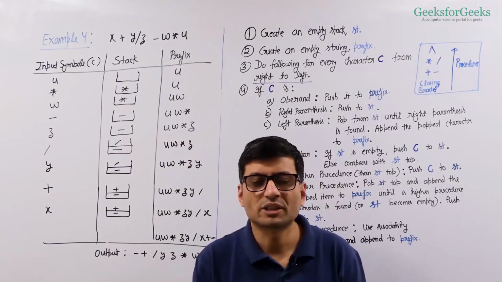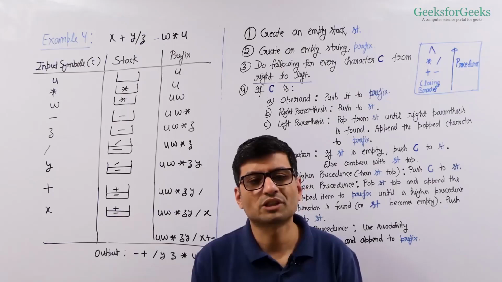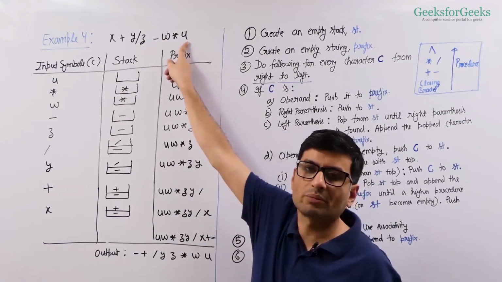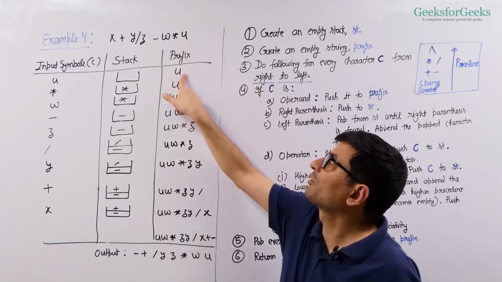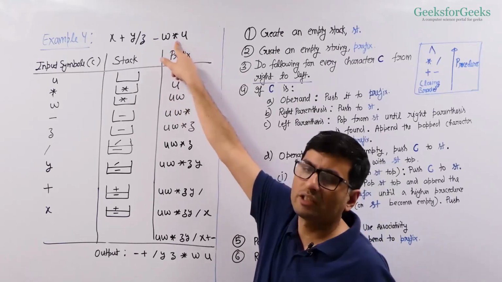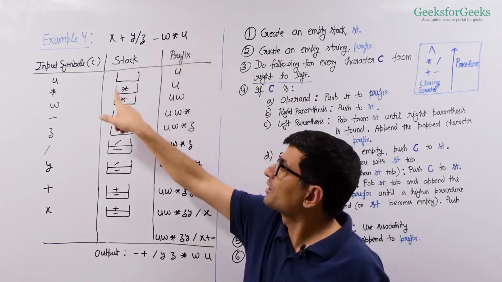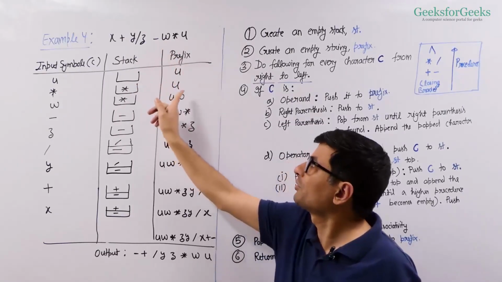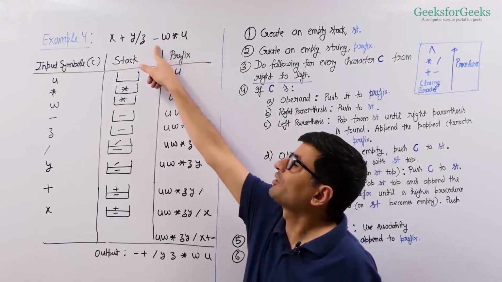Let us now see step by step how the given infix converts into prefix. We'll begin from the last character. It's an operand. So we'll append it to the output. Then we have an operator. We'll push it into the stack. The stack is empty right now. Then we have an operand. We'll append it to the output. Then we have an operator.